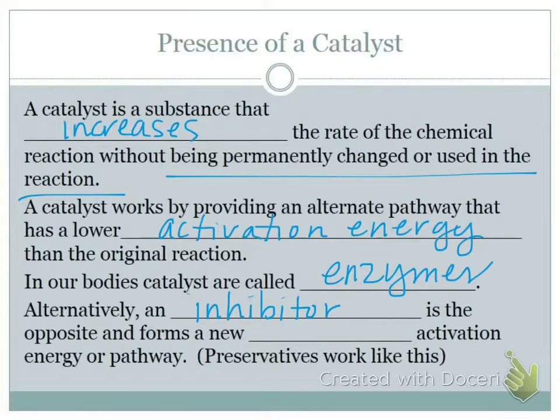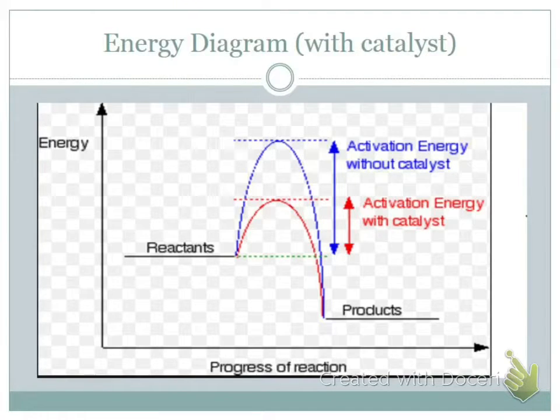It works exactly the opposite. Instead of providing a new pathway with the lower activation energy, that pathway has a higher activation energy. And preservatives work like that. We don't want food to spoil as quickly, so we put preservatives in them so it slows down that process. A lot of medications for illnesses sometimes are inhibitors to keep that process from happening as quickly in your body. So you have this graph, and we're going to add in the inhibitor as well.